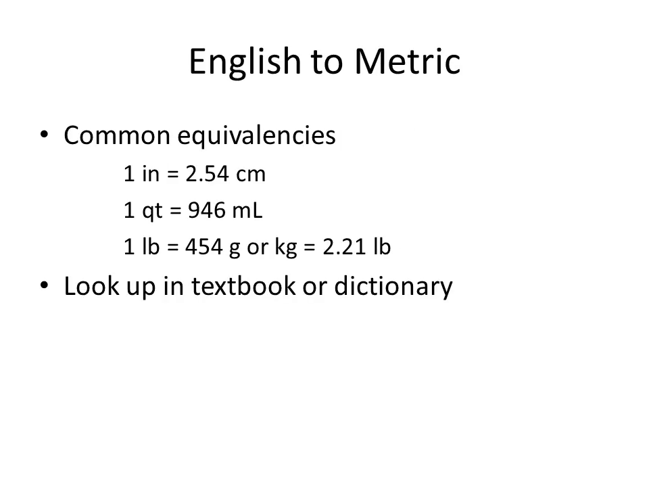Well, now the book and some of the problems that we do are going to be requiring being able to go from the English system to the metric system. These relationships are ones that you should know. An inch is 2.54 centimeters. A quart is 946 milliliters. And a pound is 454 grams. Or you can say a kilogram is 2.21 pounds.